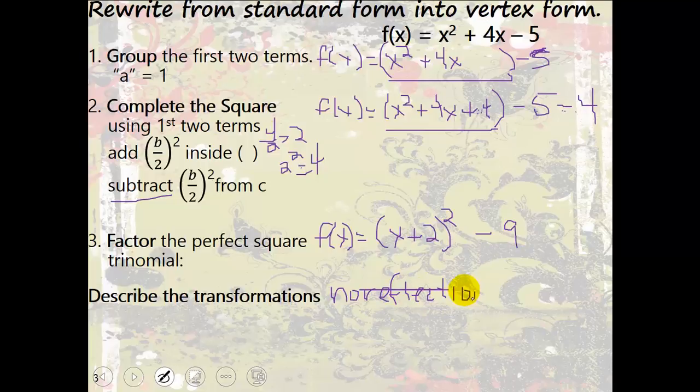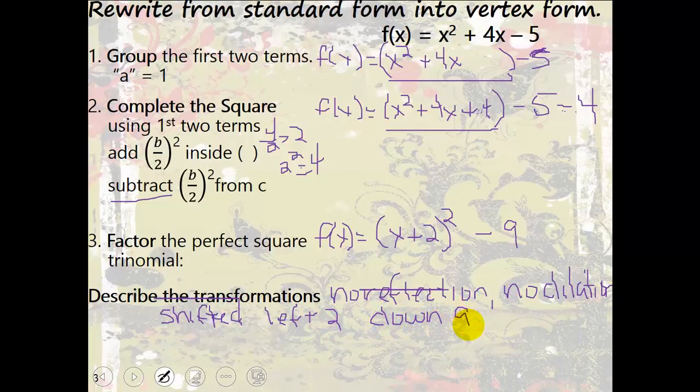Is there an a other than 1? No, so there's no dilation. Am I shifted left or right? I'm shifted in the opposite direction. So I'm shifted left 2, and I'm shifted down 9.